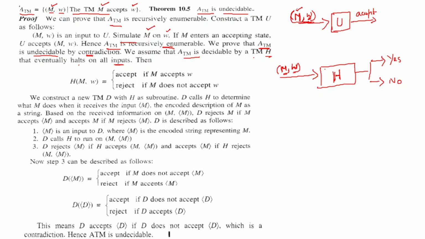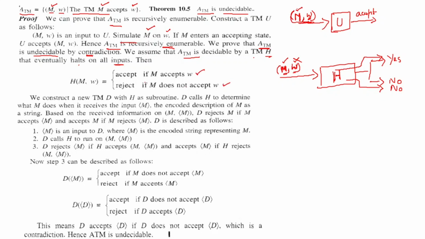When it says yes, it will accept if the Turing machine M accepts W. So then this H will say yes. If this Turing machine M, which we are going to simulate in H, does not accept W, then this Turing machine H will say no. So this is how we are going to build a Turing machine H. So these are the two points.